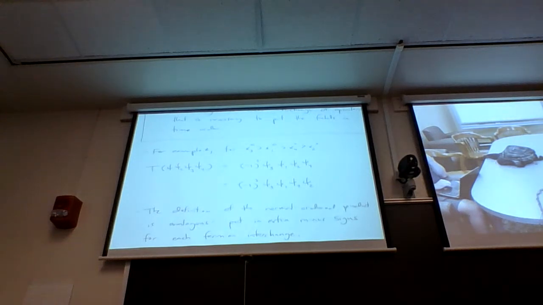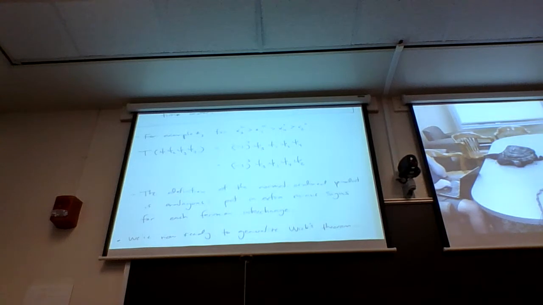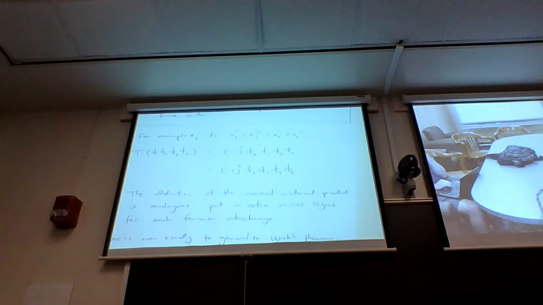You do it the same way for a normal ordered product. Remember that for these normal ordered products, the idea is to move A's to the right and A daggers to the left. Right, and so every time you have those interchanges, you're going to pick up a minus sign because the creation and annihilation operators are anti-commutative. Okay. All right, so we're ready to generalize Wick's theorem for fermions.